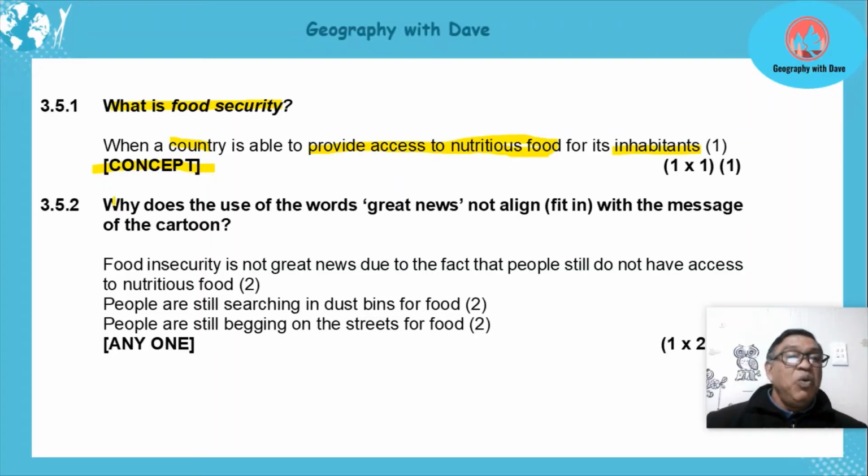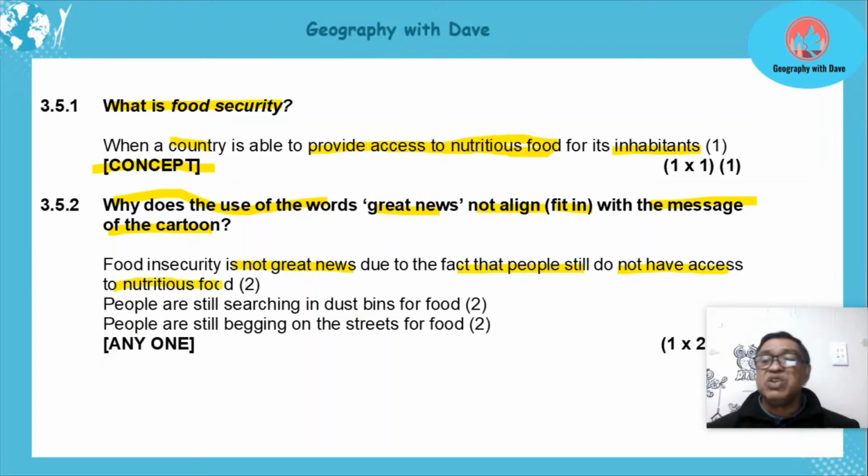All right. Why does the use of the word great news not fit in with the message of the cartoon? It definitely doesn't fit in. It's actually not great news, because they are food insecure. All right, so let's look at the answers here. Food insecurity is not great news, due to the fact that people still do not have access to nutritious food.